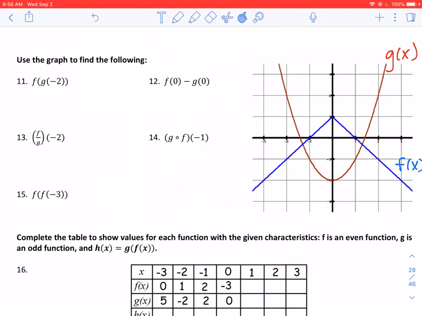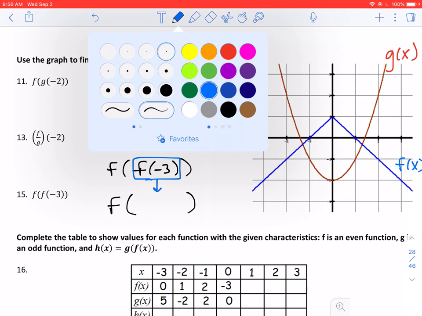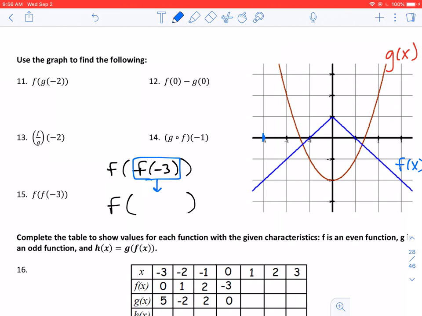What's f of f of negative 3? So let's look there. Let's go slow here. Just like earlier, we'll start on the inside. So let's first find f of negative 3. We'll get an answer, and then we will find f of that answer. So what's f of negative 3? Well, when x is negative 3, y is negative 2. Okay, so now what's f of negative 2 to get a final answer? F of negative 2, when x is negative 2, y is negative 1.